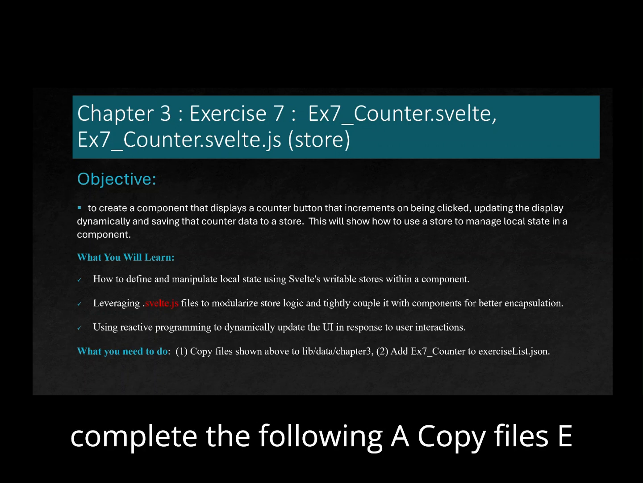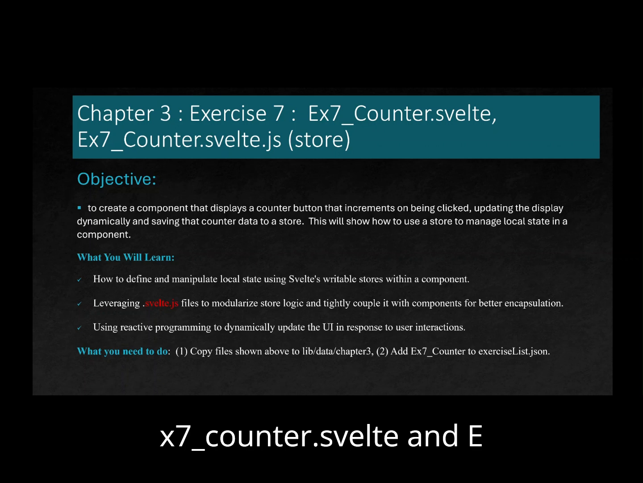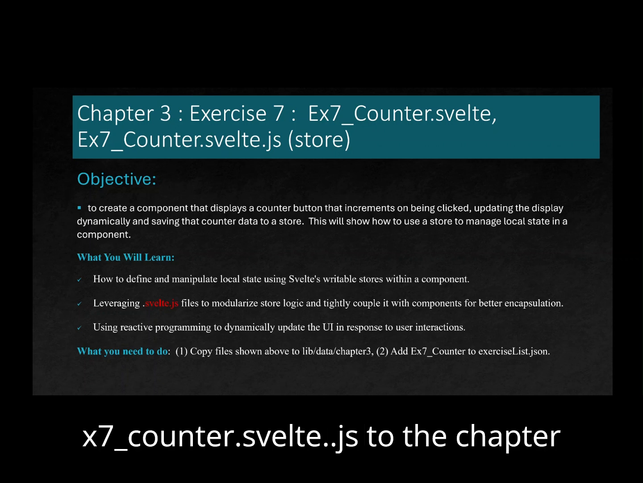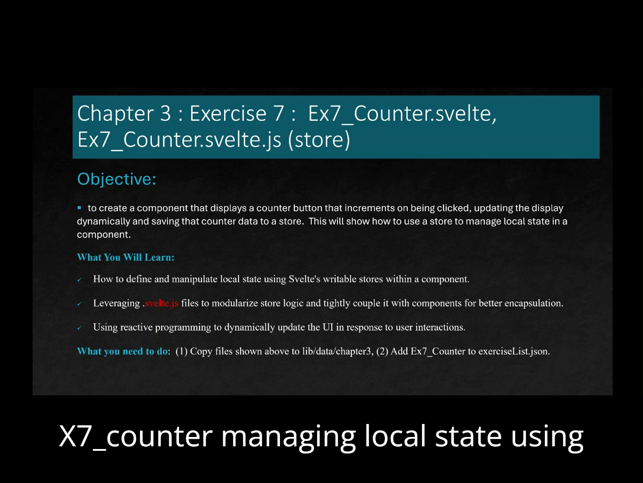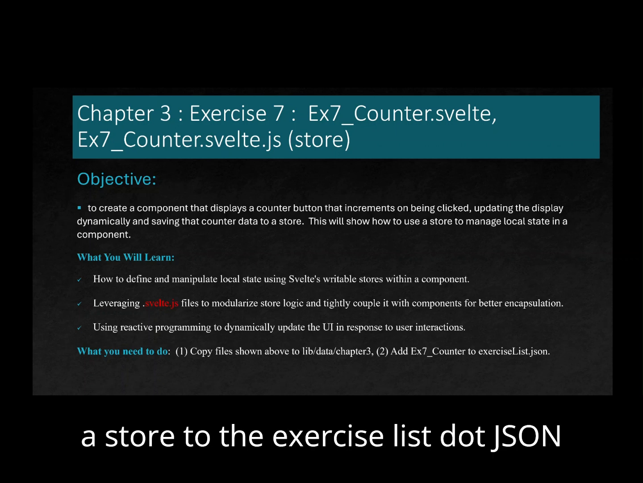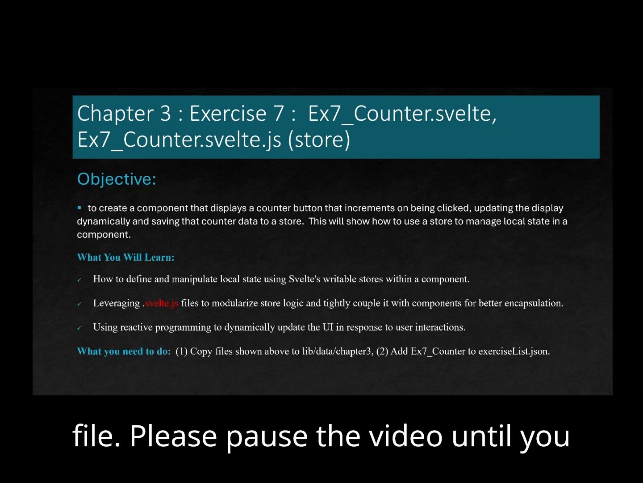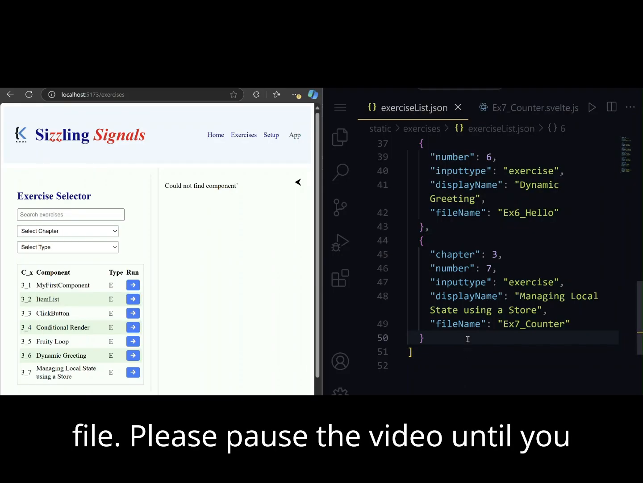You need to complete the following. A. Copy files x7_counter.svelte and x7_counter.svelte.js to the chapter 3 data folder. B. Add x7_counter, managing local state using a store to the exercise list.json file. Please pause the video until you have done this.